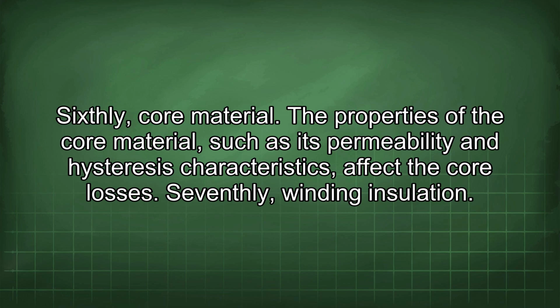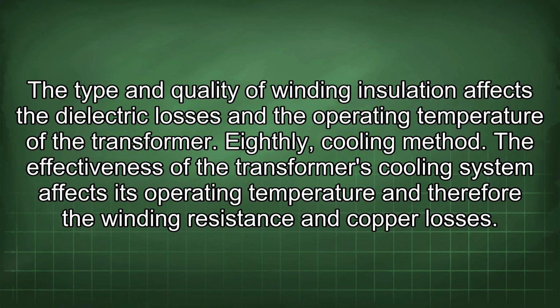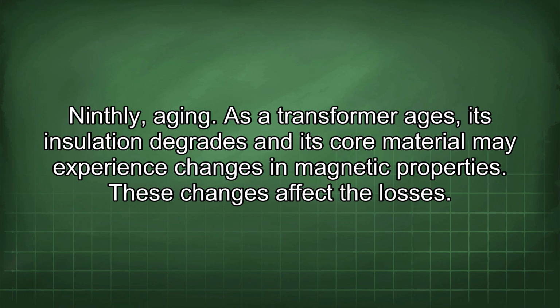Sixthly, core material. The properties of the core material, such as its permeability and hysteresis characteristics, affect the core losses. Seventhly, winding insulation. The type and quality of winding insulation affects the dielectric losses and the operating temperature of the transformer. Eighthly, cooling method. The effectiveness of the transformer's cooling system affects its operating temperature and therefore the winding resistance and copper losses.